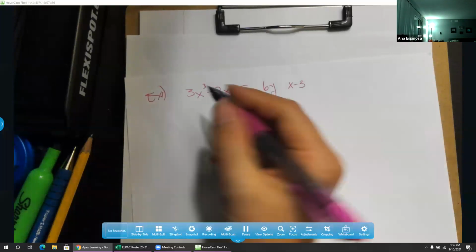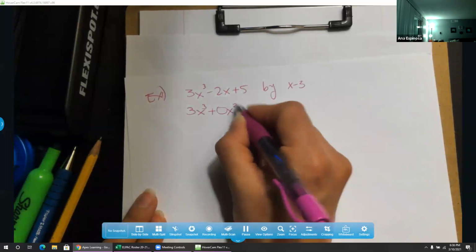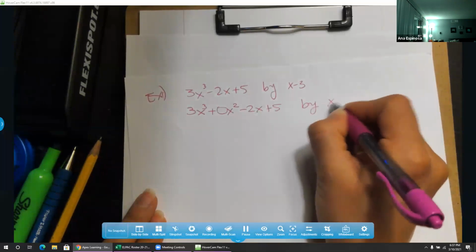So I need to fill in this squared one because there is nothing there. And I'm dividing it by x minus 3.